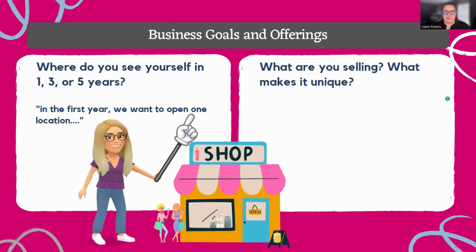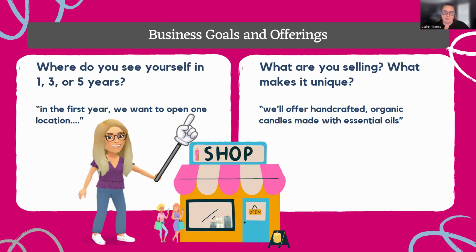Next, let's think about your business goals and offerings. Where do you see yourself in 1, 3, or 5 years? In this example, it's in the first year, we want to open 1 location. Maybe part of your expansion plan is that in the next 3 to 5 years, you open multiple locations. So make that clear in this executive summary. And what are you selling? What makes it unique? We'll offer handcrafted organic candles made with essential oils. Give a little bit of detail about what you're doing.